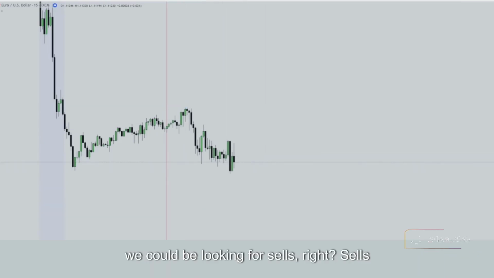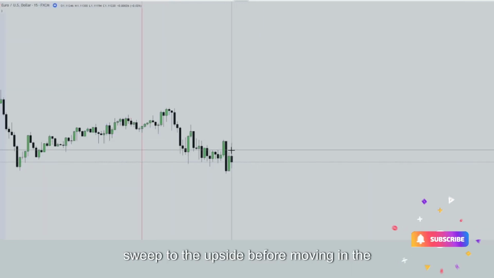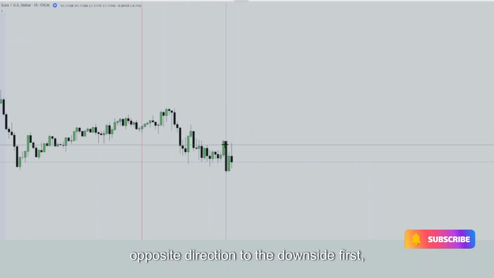So we could be looking for sells, right? Sells are probable. So what we could look for is a liquidity sweep to the upside before moving in the opposite direction, to the downside first, okay?